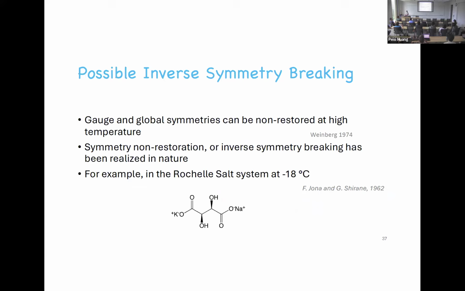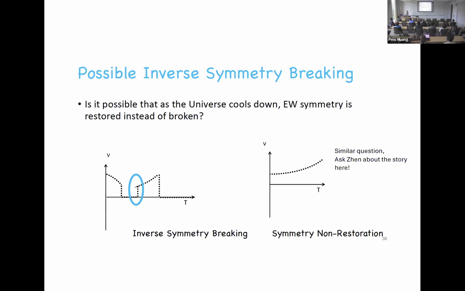In 1974, Weinberg showed that gauge and global symmetries can be non-restored at high temperature. And symmetry non-restoration, or inverse symmetry breaking, has been realized in nature. One example is the Rochelle salt system at minus 18 degrees Celsius. When you lower the temperature, the symmetry is actually being restored rather than broken. So I'm going to ask the same question for the early universe: is it possible that as the universe cools down, electroweak symmetry is restored instead of broken?